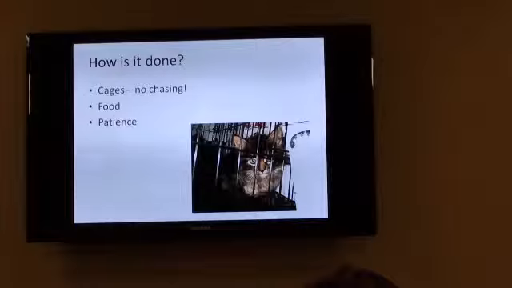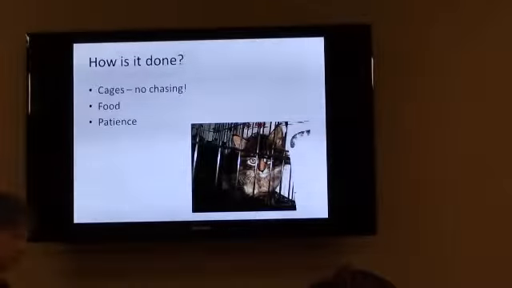So we provide the cages. We have cages. We're going to do an inventory and make sure we have plenty of them. It's done with food. It's done with a lot of patience.